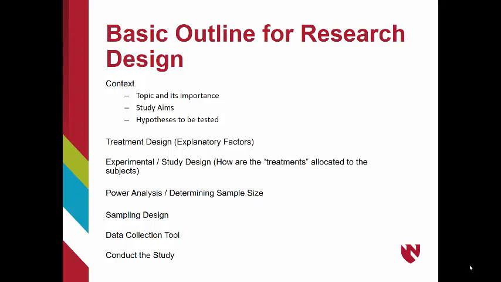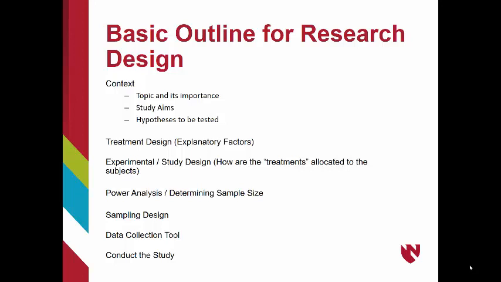Then the next piece is what's known as the experimental or the study design itself, and this is how that treatment design that we talked about before is allocated to my subjects. So the subjects that I'm actually studying, how are those treatments going to be applied or allocated to them? That could be through randomization. It could be through a convenient sample. We're just doing an observational study. But I need to understand what I am after there.